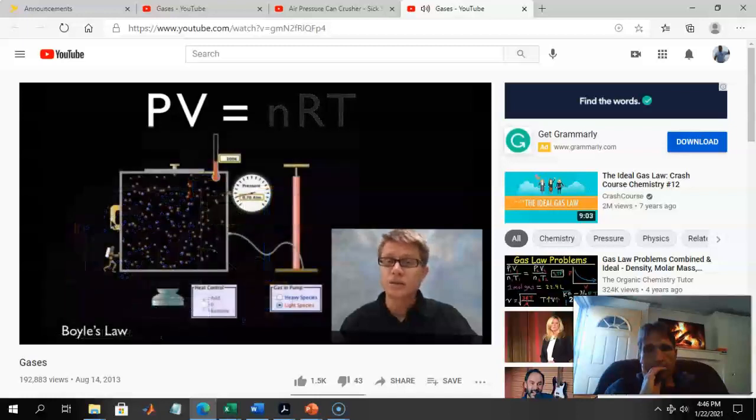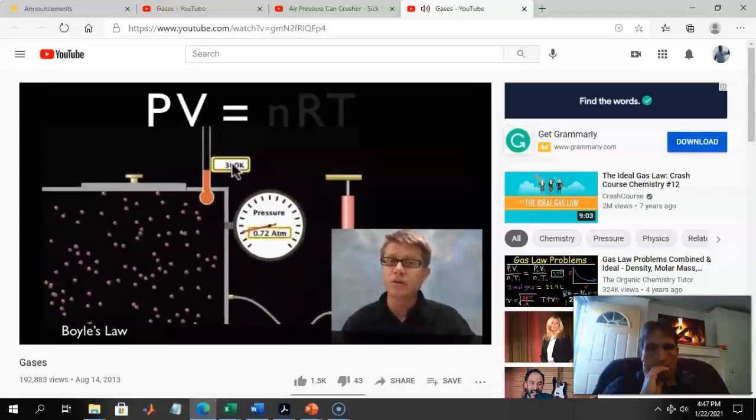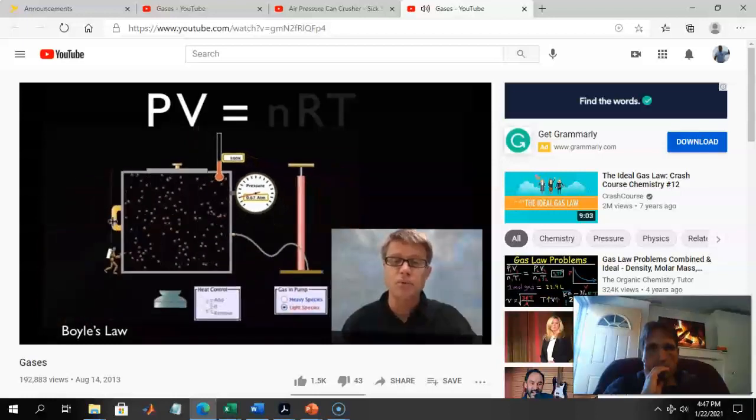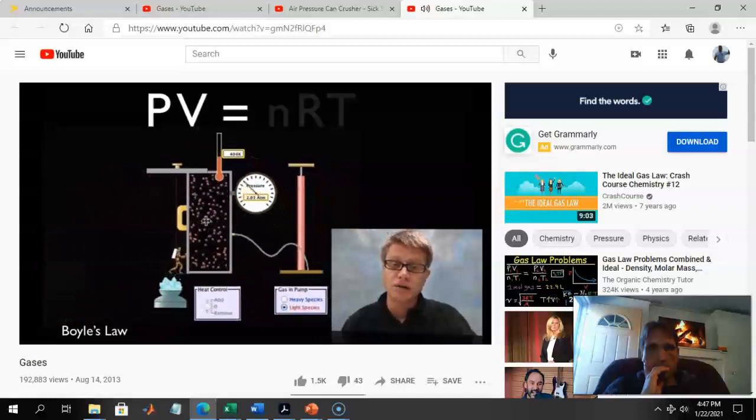And so we're going to use this simulation at PhET, and we're going to look at Boyle's law. And so that's the relationship between pressure and volume. And so we're going to keep all those others constant: n, R, and T are all going to remain constant. And what we're going to look at is how are volume and pressure related. So I'm going to keep the temperature constant. And if we look at the pressure, it's around 0.69 atmospheres. Now let me decrease the volume. So I'm making the volume get smaller.